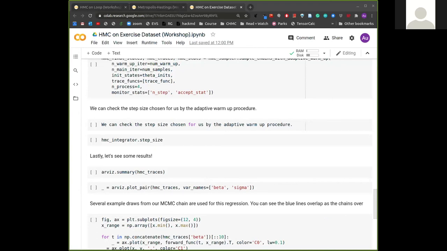Here we have the exercise. Okay, so this is the problem.